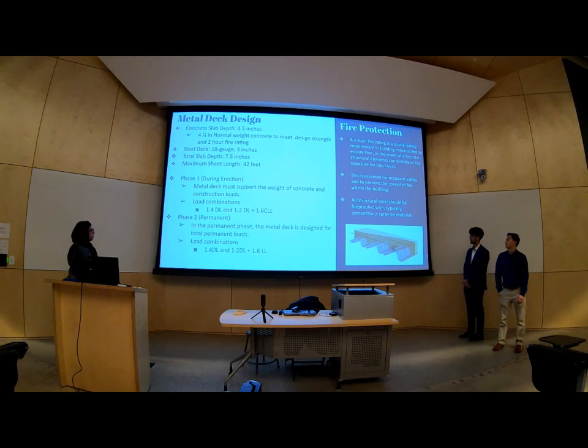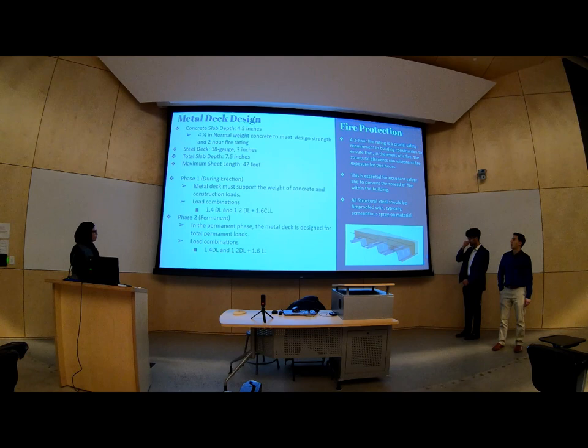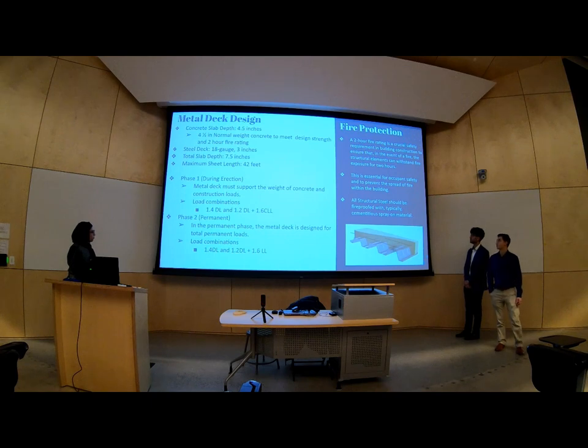An important thing to mention is the fire protection of the slab. It has a 2-hour rating, which is a crucial safety requirement in building construction. This is just to ensure that in case of a fire, it will protect the elements for 2 hours until the fire spreads. This is essential for occupant safety and to prevent the spread of the fire within the building. And all structural steel should be fireproofed, typically with spray-on material.